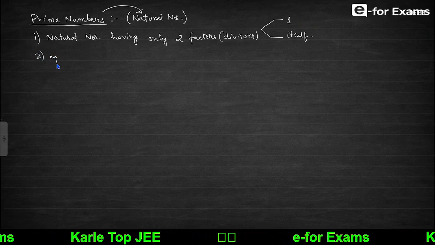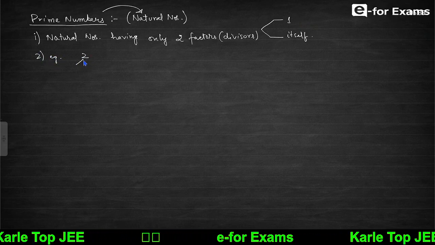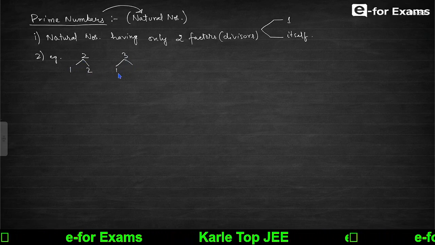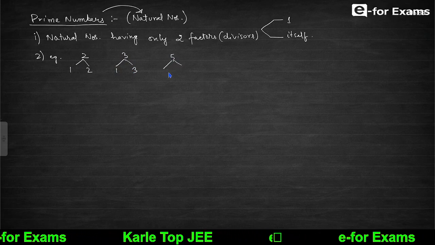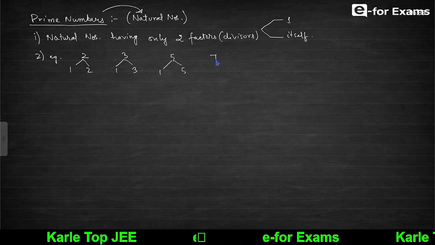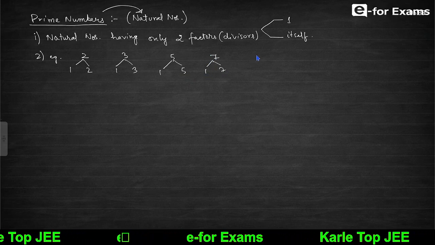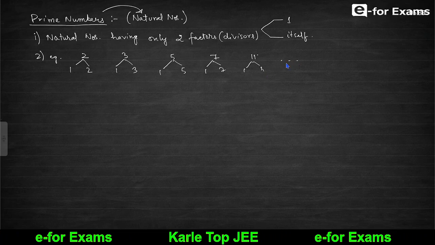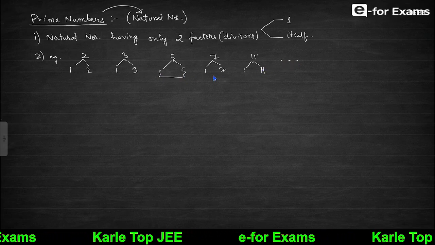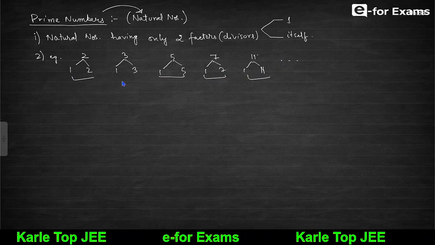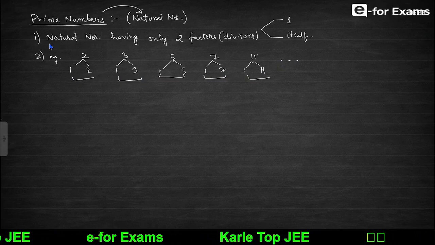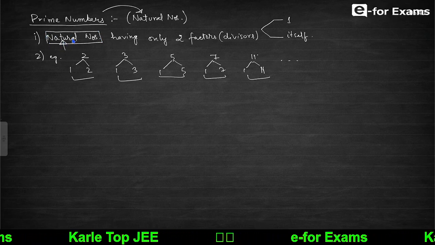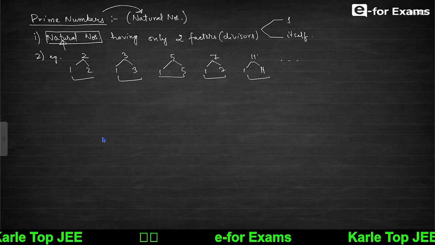Example: 2. How many factors does 2 have? 1 and 2 itself. 3 has only 1 and 3. 5: 1 and 5. 7: 1 and 7. 11: 1 and 11, etc. Only two factors. When you say prime, you will say natural numbers. Natural numbers having only two factors are called prime numbers.